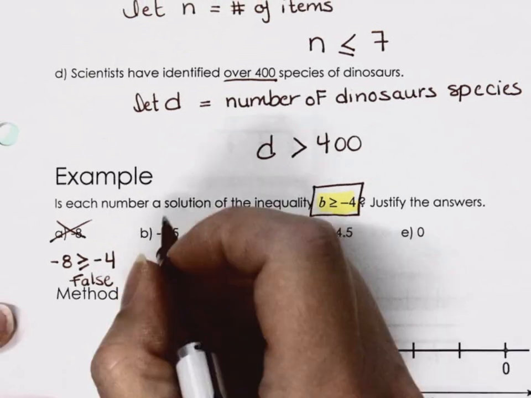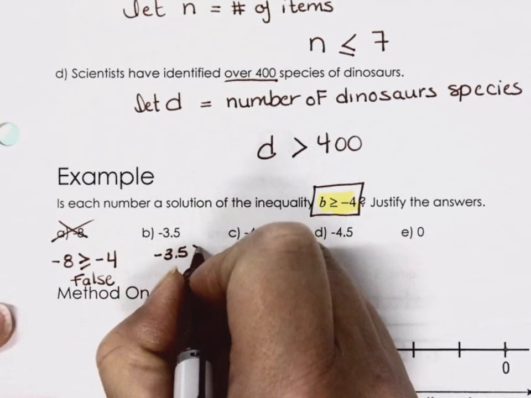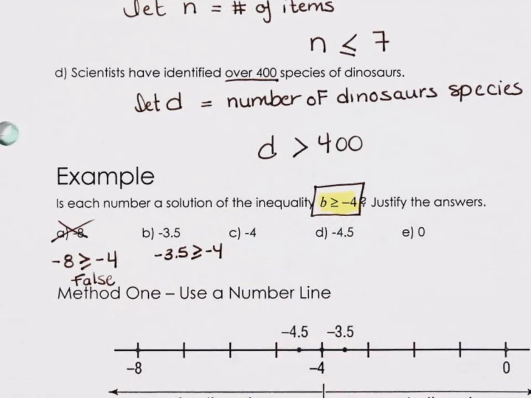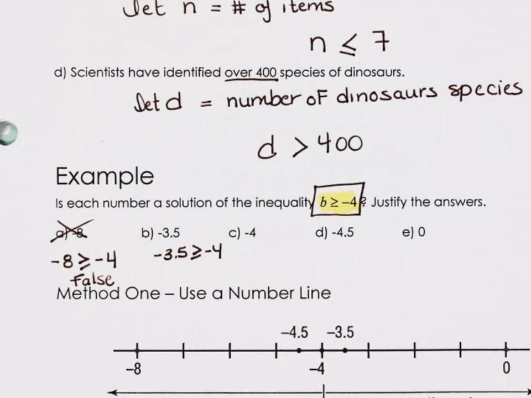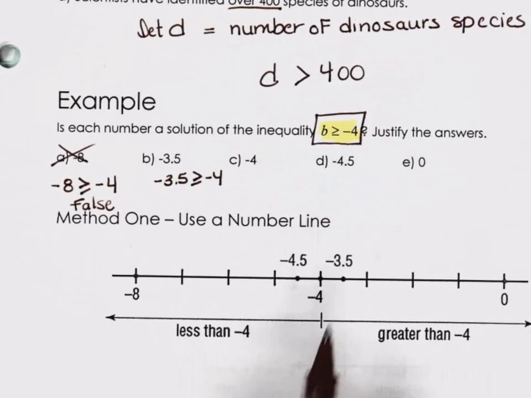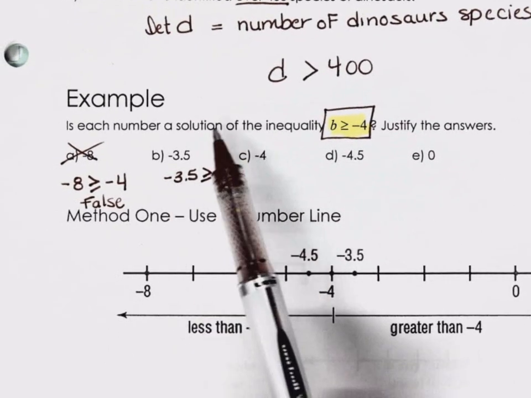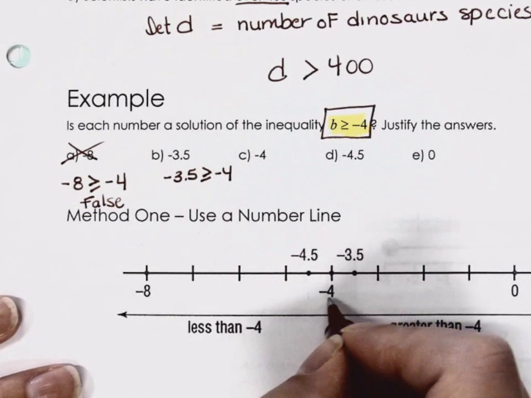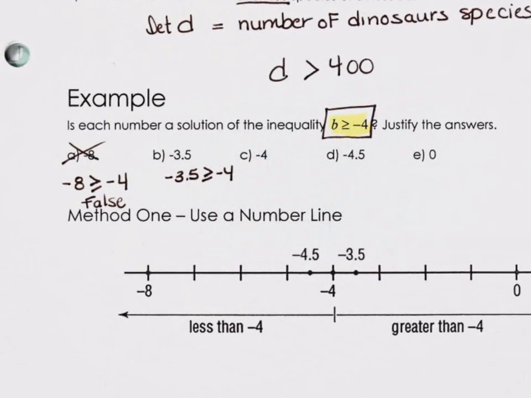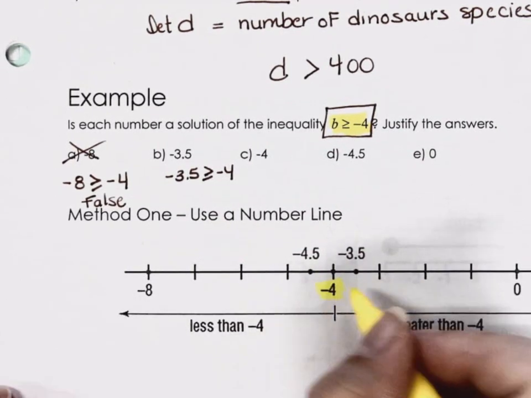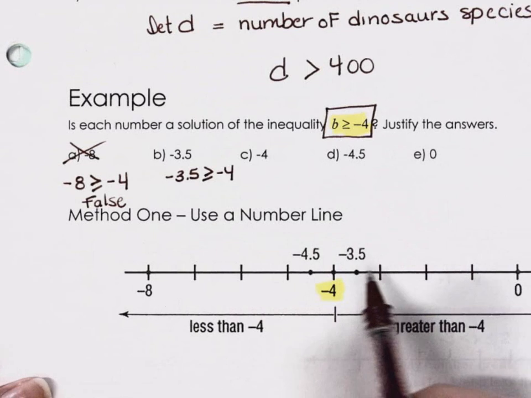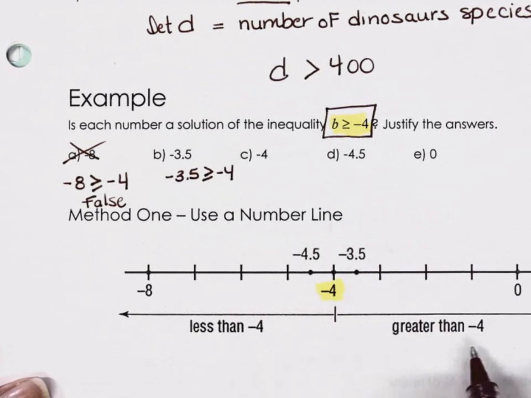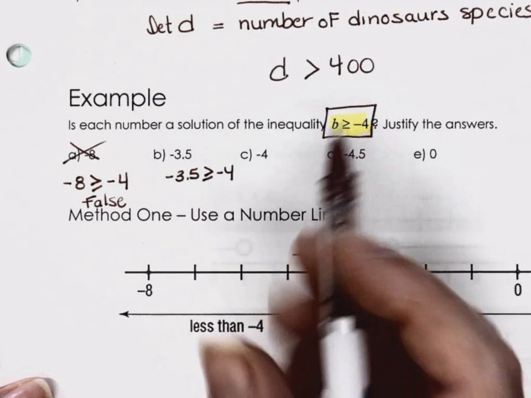Boo. -3.5 is greater than or equal to -4. Is that true or false? Think about your number line. Look at this. Method 1, we can use a number line. Perfect. Look, this is the exact same question. So here's -4. That's the thing that we're looking at. -3.5 is to the right of it. So that would be greater than -4. Is that what that's saying? Yep, so this one's true.